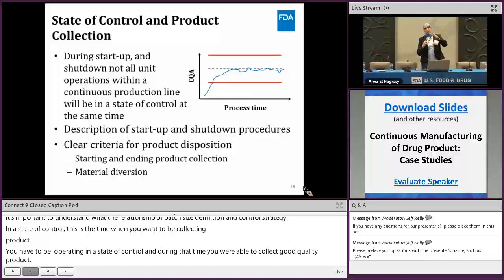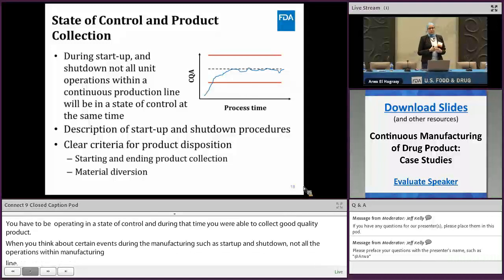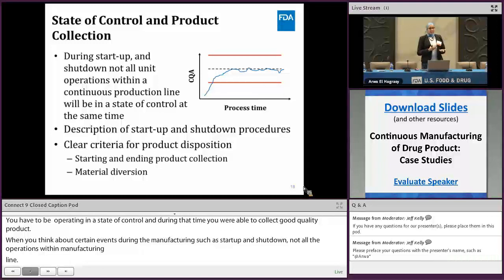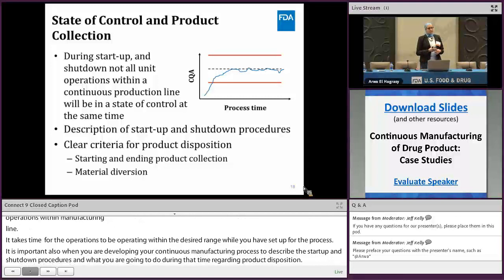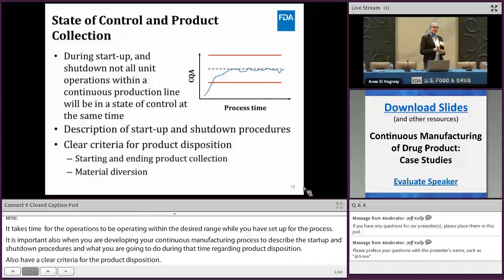It takes time for all of the unit operations to be operating within the desired range that you have set up for the process. So it's important also when you're developing your continuous manufacturing process to describe the startup and shutdown procedures and what you're going to do during that time regarding product disposition, and also have a clear criteria for product disposition. So when do you start collecting product, when do you stop collecting product, and when do you have to divert material when you're not within a state of control.